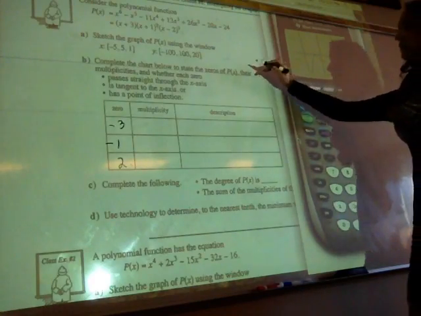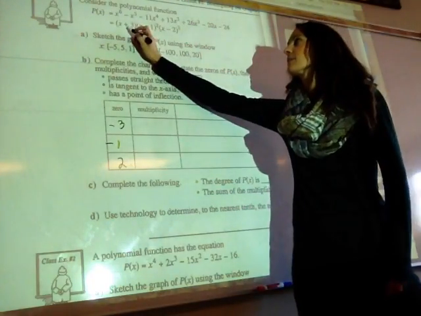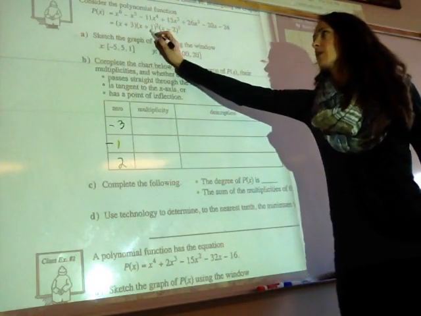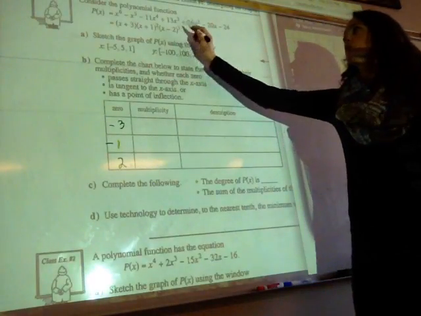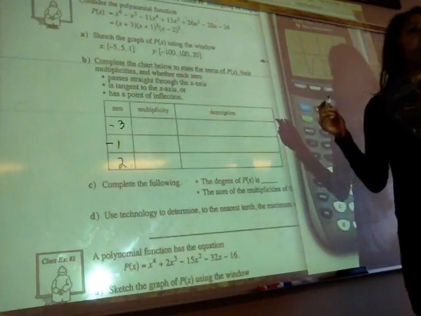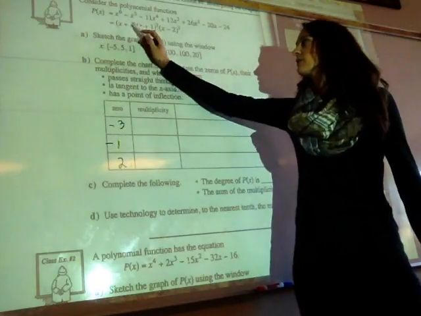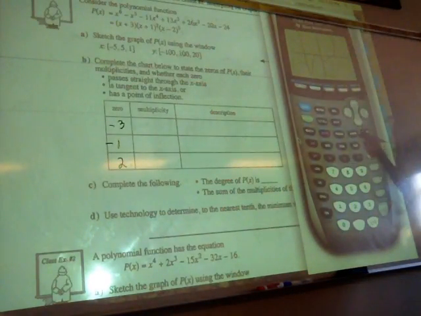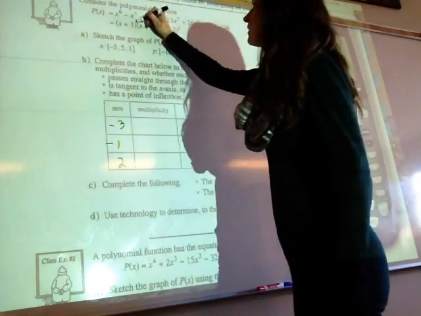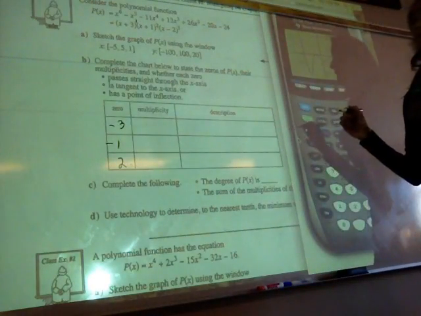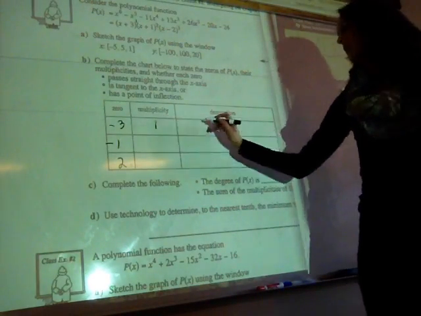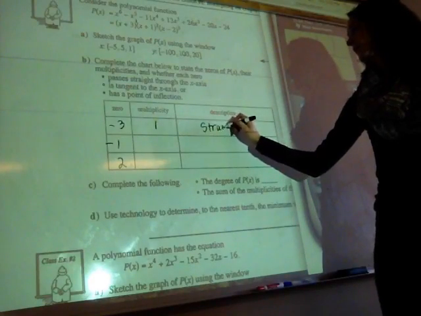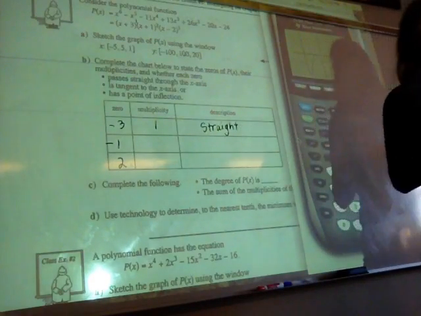Let's just take a look at our factors again. We had x plus 3 times x plus 1 all squared times x minus 2 cubed. Out of those 3 factors, do you think it's going to be the first one, second one, or third one that has a straight line? The first. And what we're seeing here is that when we have a multiplicity of 1, we will have a straight line going through the x-axis.